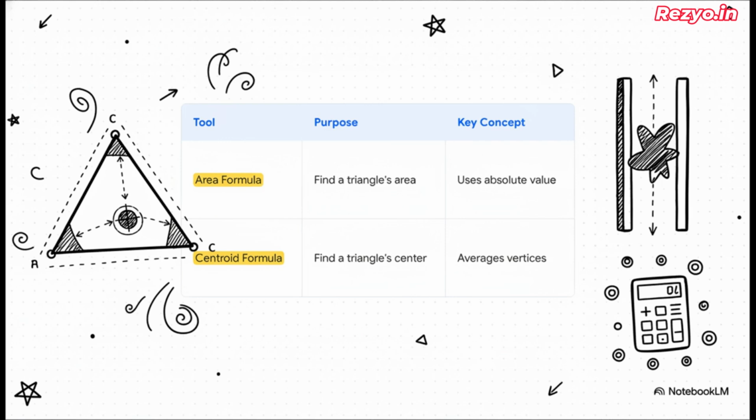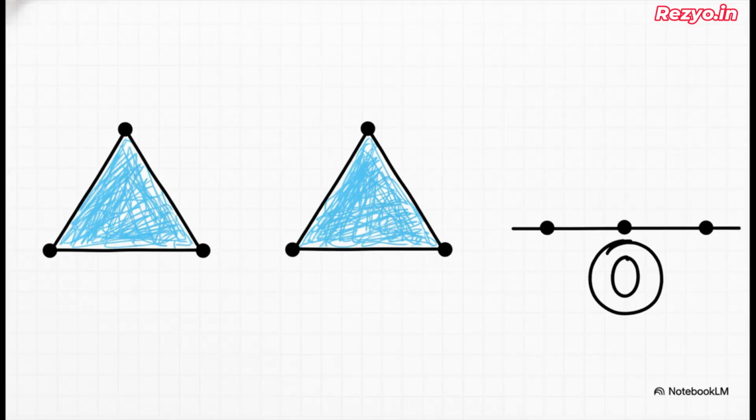Then we have the centroid formula. This one's super cool. It finds the triangle's perfect balancing point, its center of gravity. And all it does is average the three x's and the three y's. But that area formula has another really clever trick up its sleeve. It's the ultimate test for seeing if 3 points are collinear, which is just a fancy way of saying they all lie on the exact same straight line.